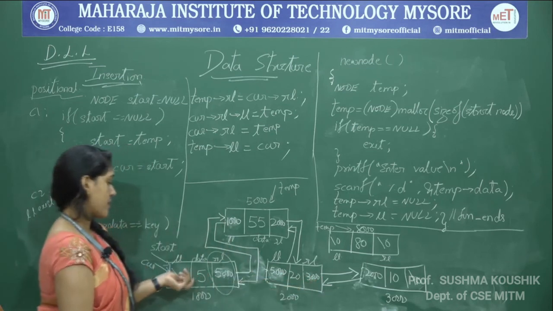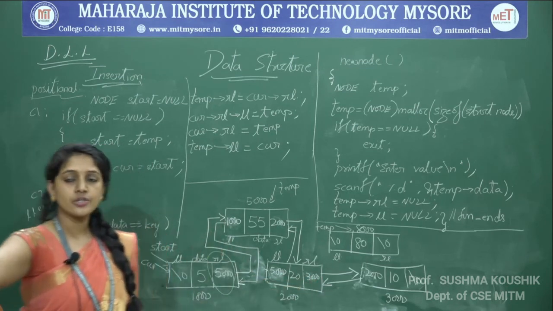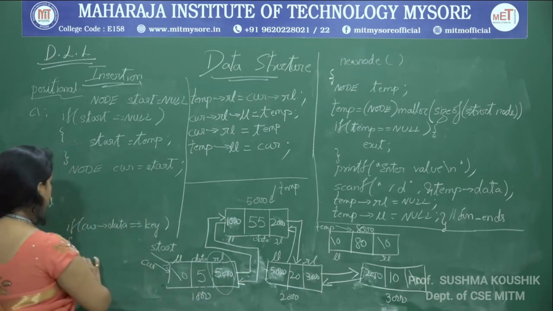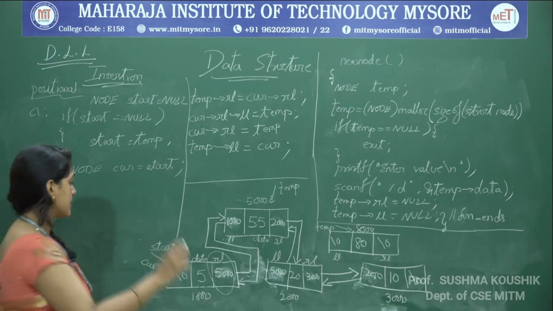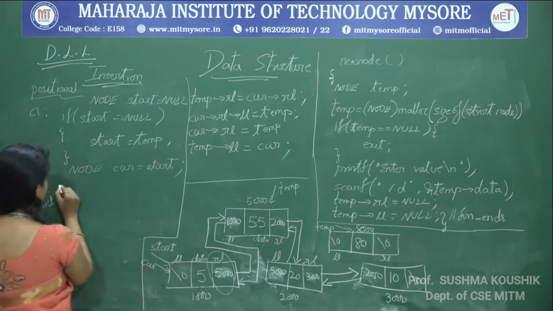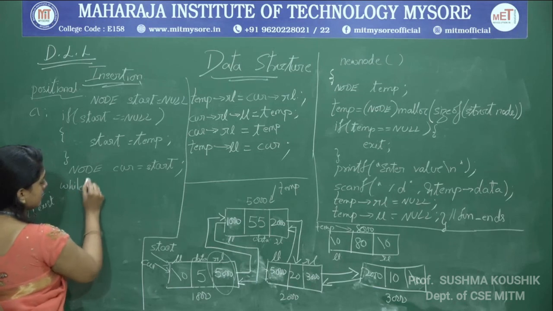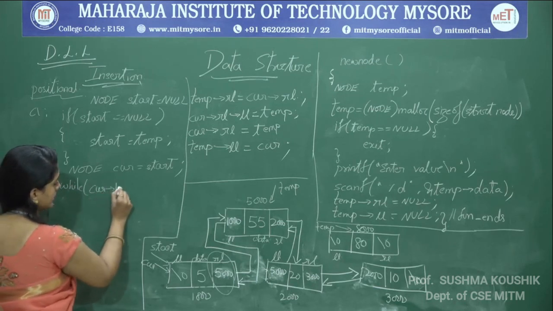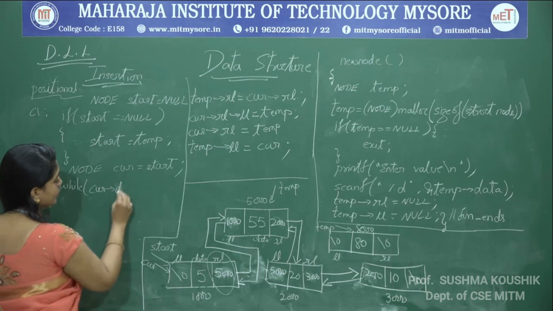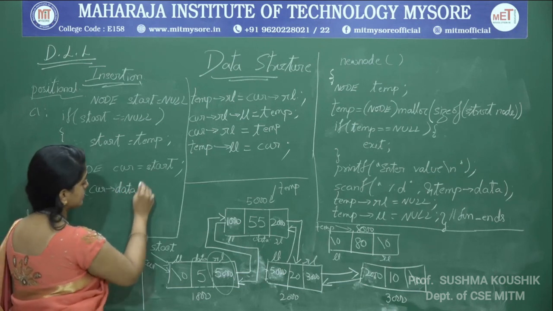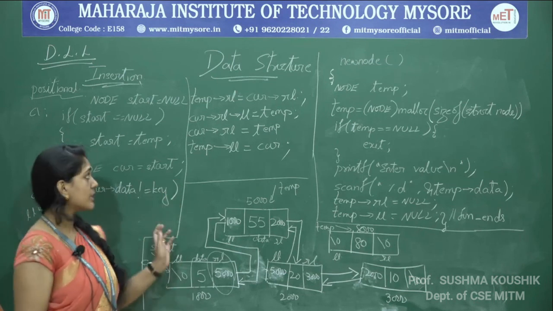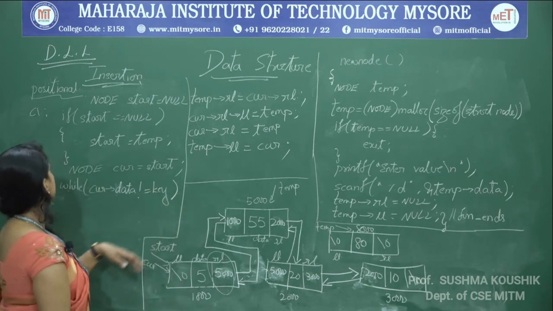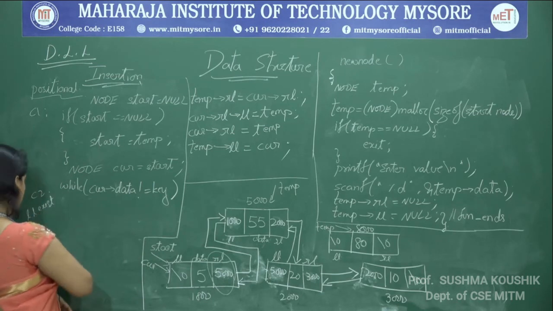Until current of data is not equal to key, we have to keep traversing it. Okay, how do I traverse? Current is equal to current of RL. So rather than writing if, I will write while over here because we have to traverse it. While current of data is not equal to key, until it is equal to the key value which I want. For now we are assuming that key value is equal to 20.